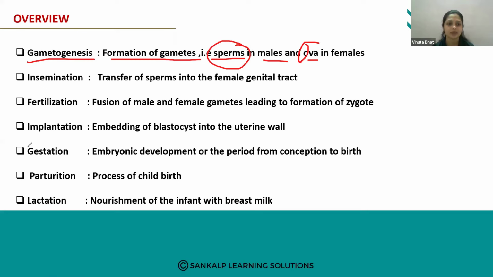Then insemination. This is also a new word. Insemination means transfer of sperms into the female genital tract. The sperms produced in males are transferred to the female genital tract; that is insemination. And fertilization. You are familiar with this word: fertilization is the fusion of the male and female gametes leading to the formation of the zygote.